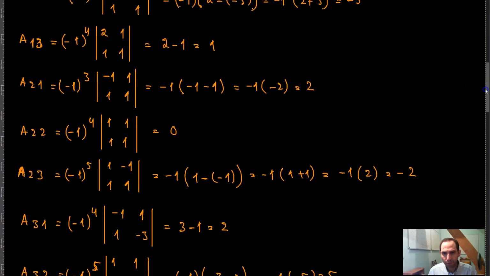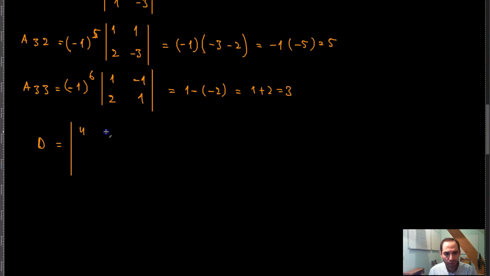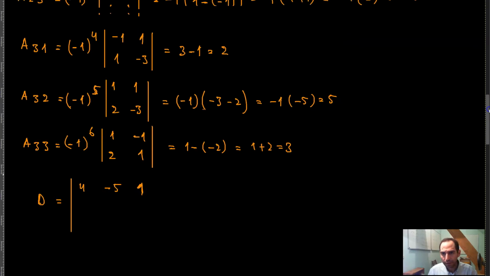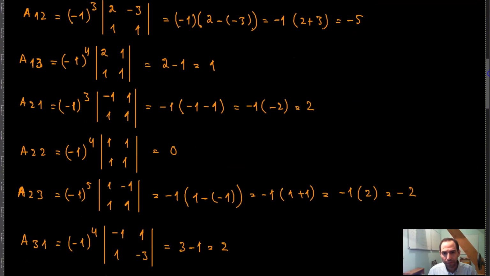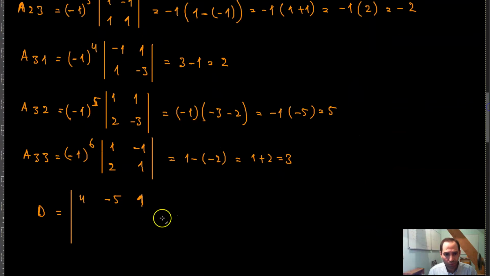5, 1, 4, negative 5, and 1, and 2, 0, negative 2, and 2, 5, 3.